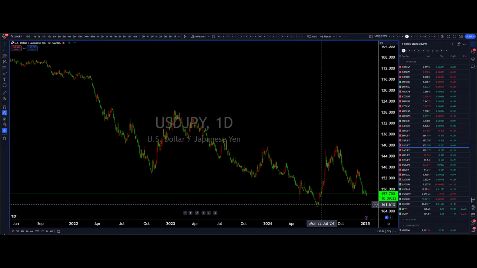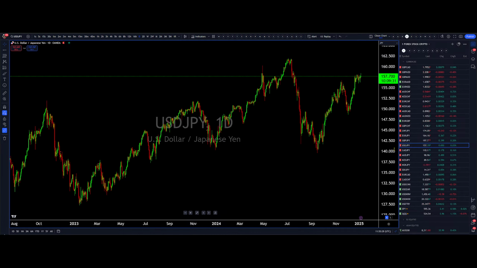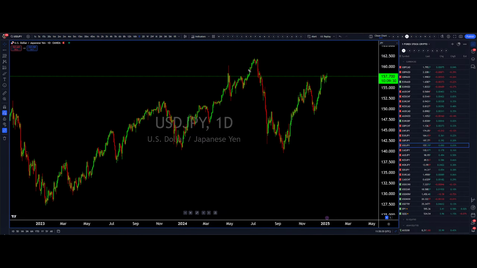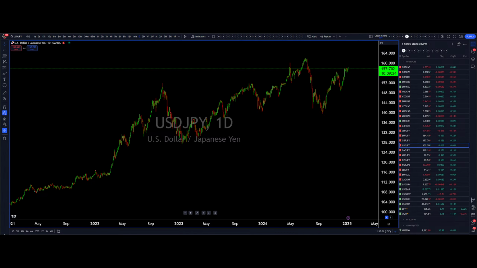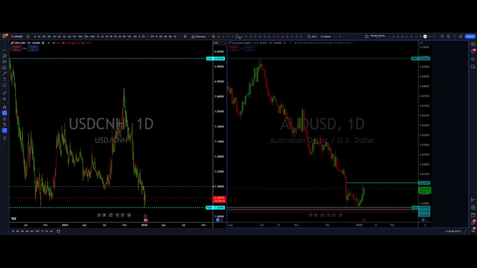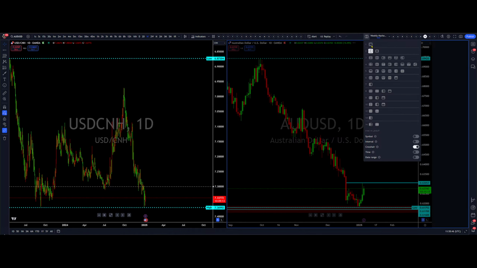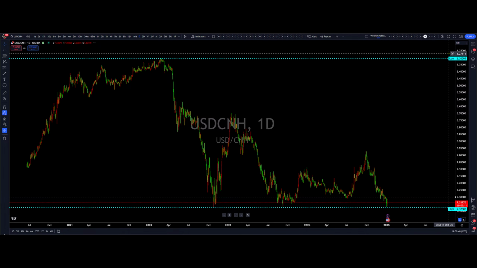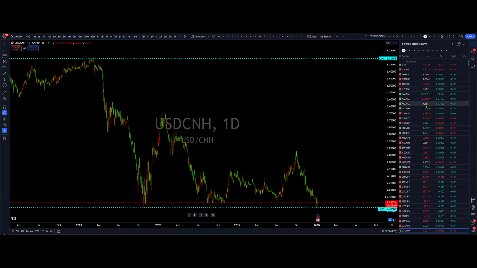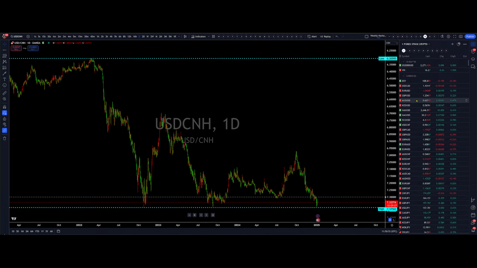We can see that dollar yen is also at intervention level, so we may see intervention here as well. So multiple factors can drive the dollar lower. That's the reason. That's the game plan. The game plan is looking for a longer term reversal on the dollar and short term still staying with the trend.